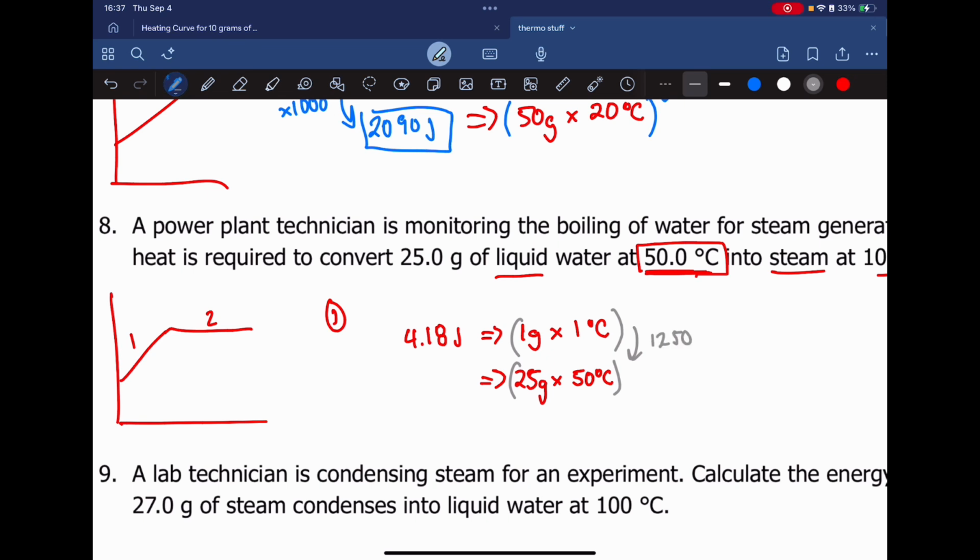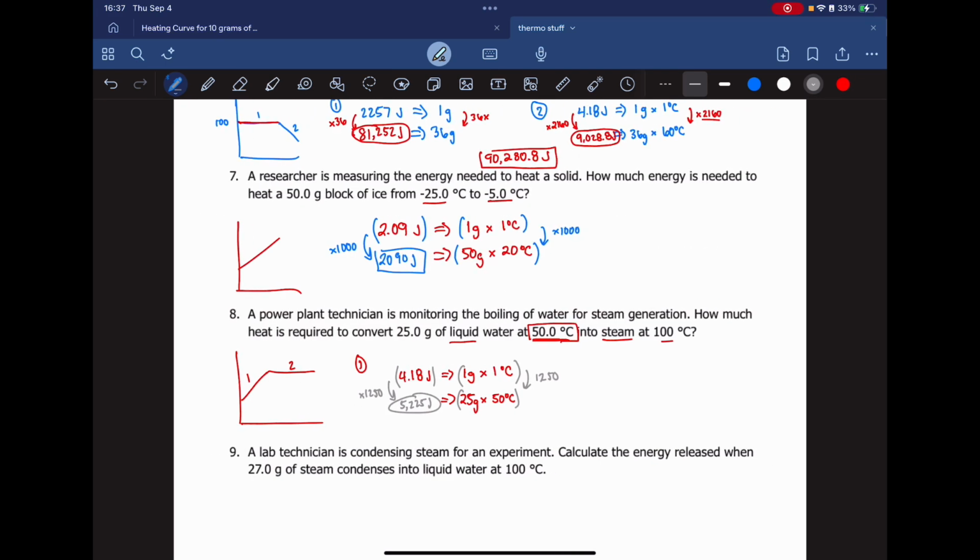$12.50. Same scale factor over here, 4.18 times 1250. I got 5,225 joules. Step 2.